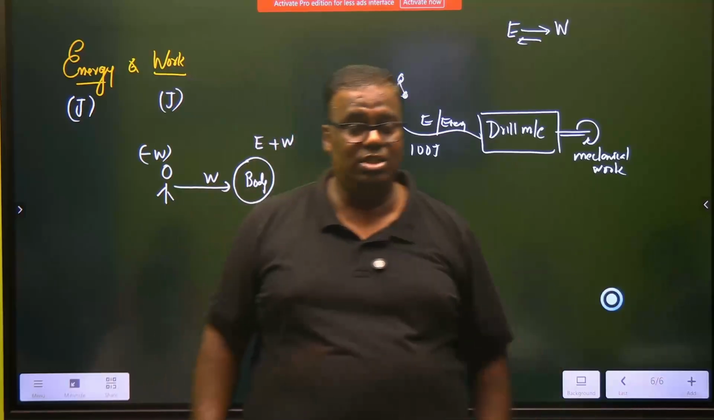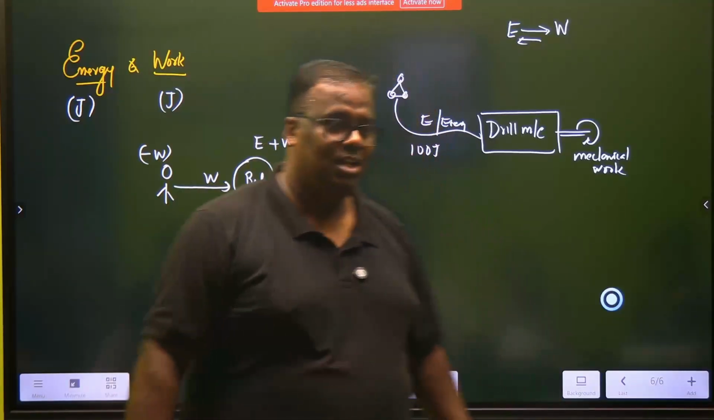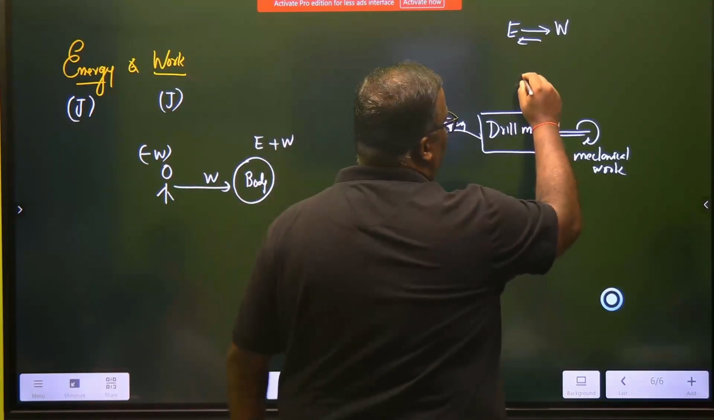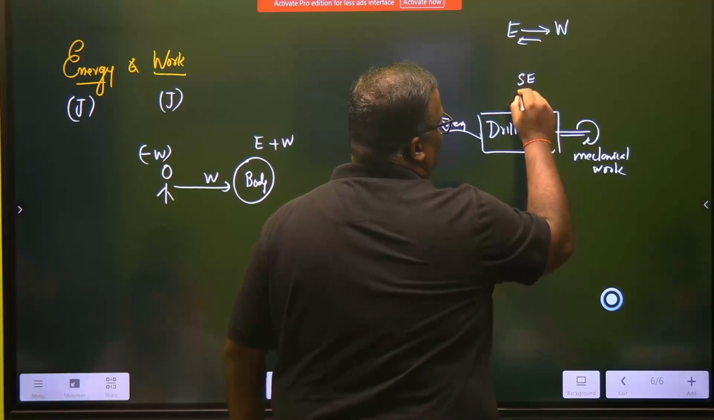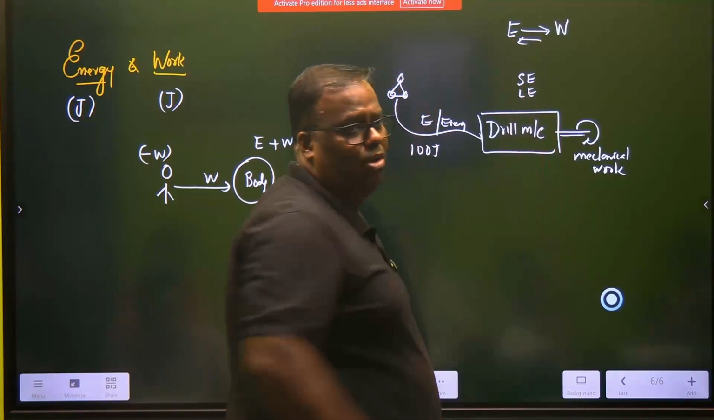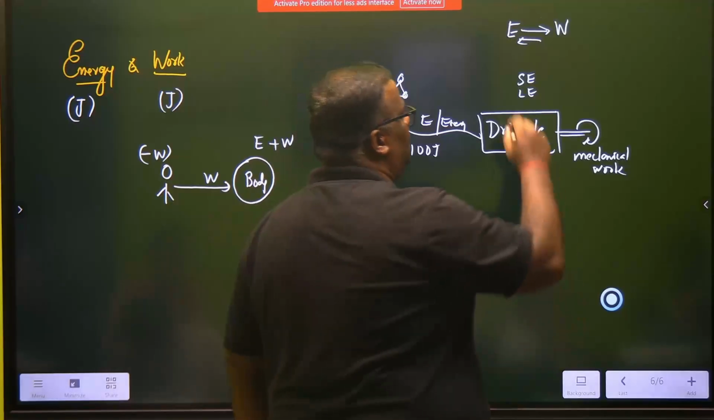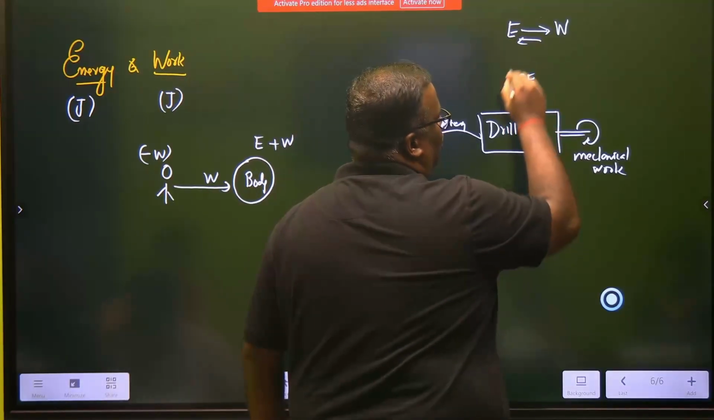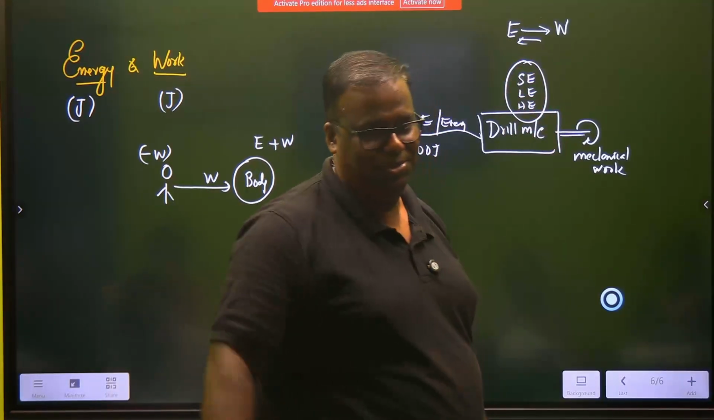It will get heated. So is heat a form of energy? Yes. Right? So the drill machine will have some sound energy. It will have some light energy also. Some sparking will also go on. And then there will be a lot of heat energy. All these are losses for you.